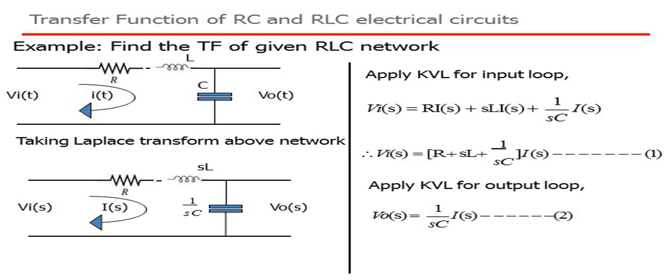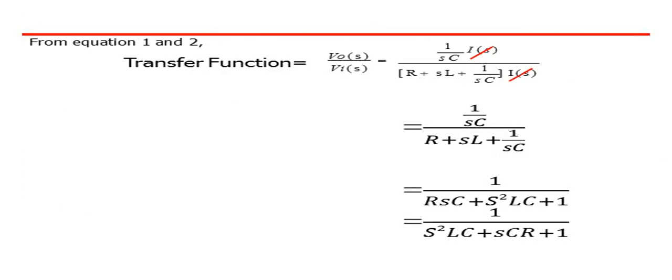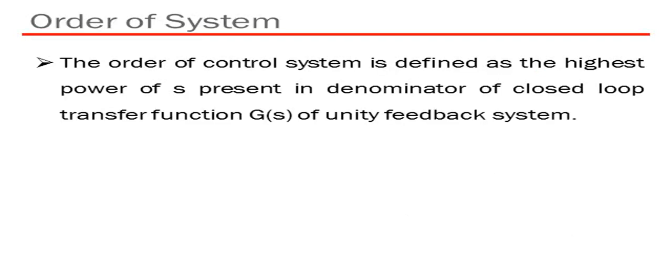Now we have to get the transfer function. The transfer function is given by V0 of s divided by Vi of s. Simply substitute the values of Laplace of output, V0 of s, and Laplace of input, Vi of s, from equation number 2 and equation number 1. By simplifying it, we finally get the transfer function as 1 upon s square LC plus SCR plus 1. So this is the transfer function of the RLC circuit.